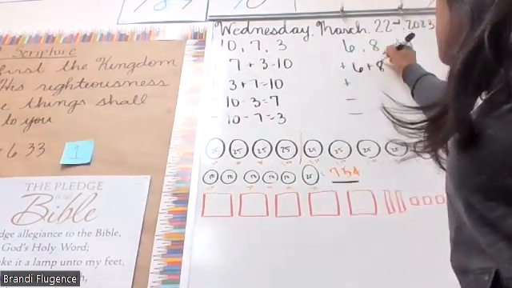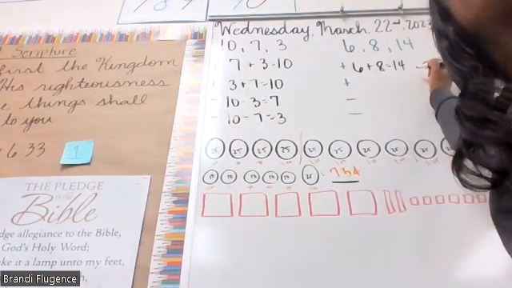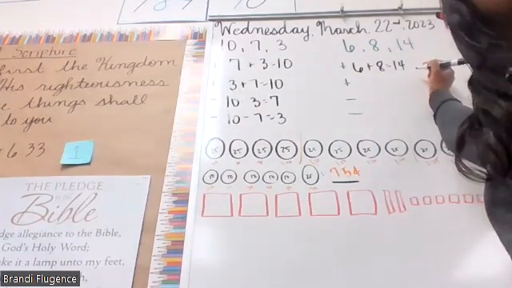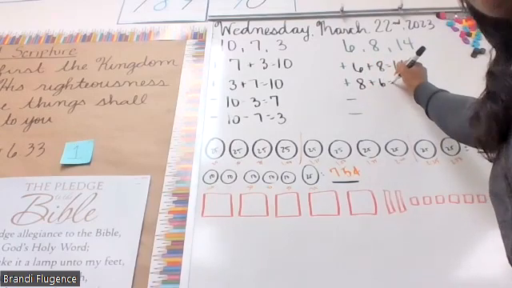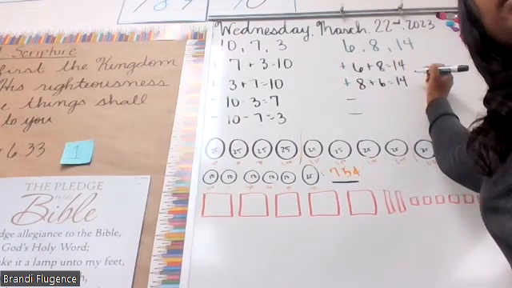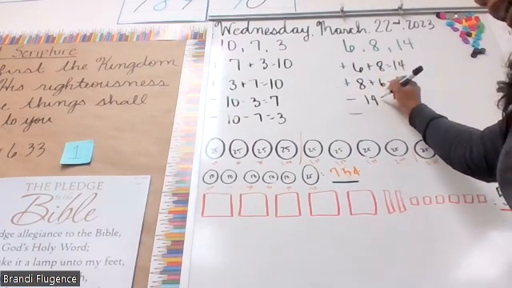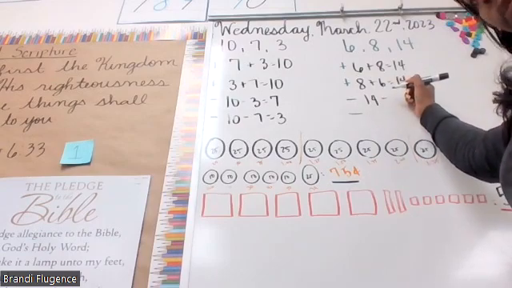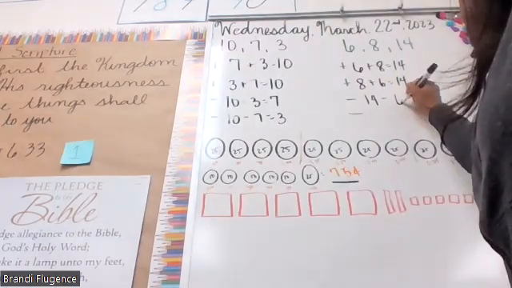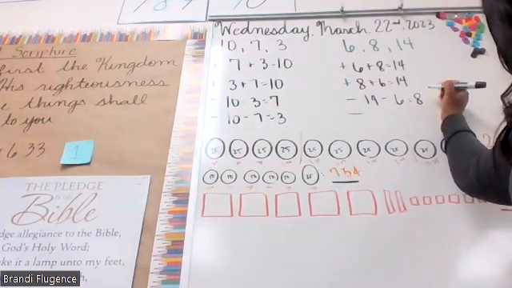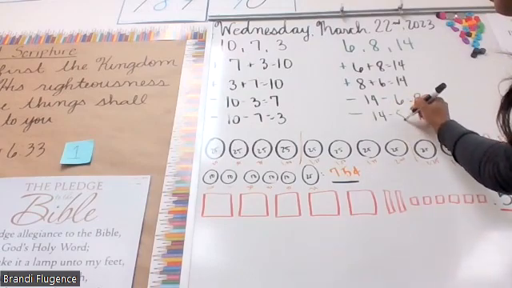6 plus 8 equals 14. Another addition fact. 8 plus 6 equals 14. Give me a subtraction fact I can create. 14 minus 6 equals 8. Okay. Another one. 14 minus 8 equals 6.